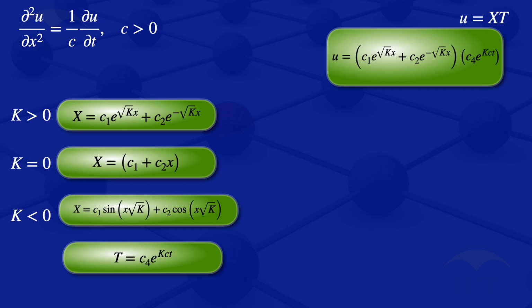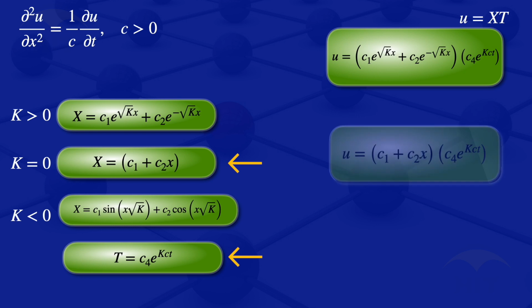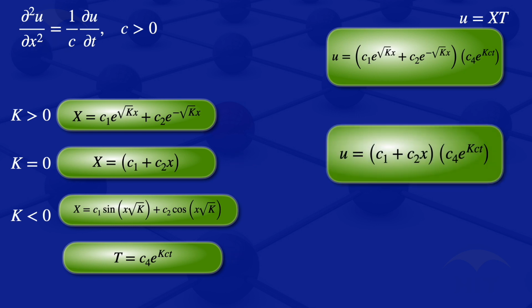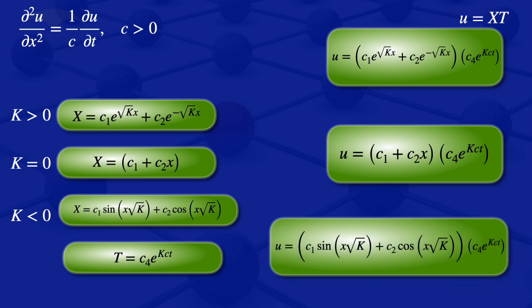If k equals 0, then our solution will be this x multiplied by this t. So we have our u, this one here. And if k is less than 0, we would have our u equals x times t. So we are multiplying this x by this t. So we have our u is this one here, c1 sine of x root k plus c2 cosine of x root k multiplied by c4 multiplied by exponent of kct. So we are having 3 different general solutions depending on the sign of the constant k there.